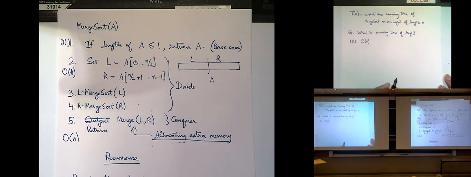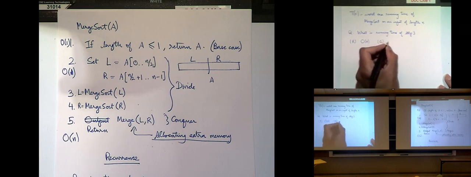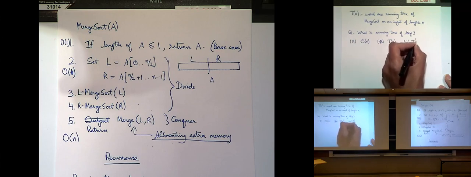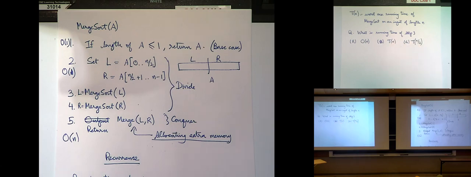Do I say it's O of n? Oh, sorry, blue. Do I say it's T of n? Or do I say it's T of n over 2? Right? So what is it? I'll give you a few minutes to think about it.